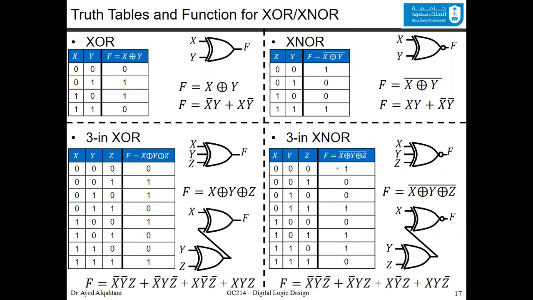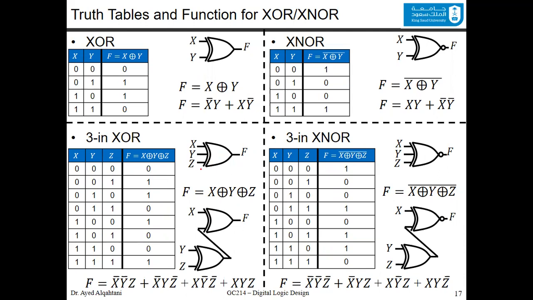And you can see that if you want to get the function by finding the ones in the output, for example, let's take the last one. It's going to be X, Y, Z bar. So you will have 4 terms ORed together, as you can see here.